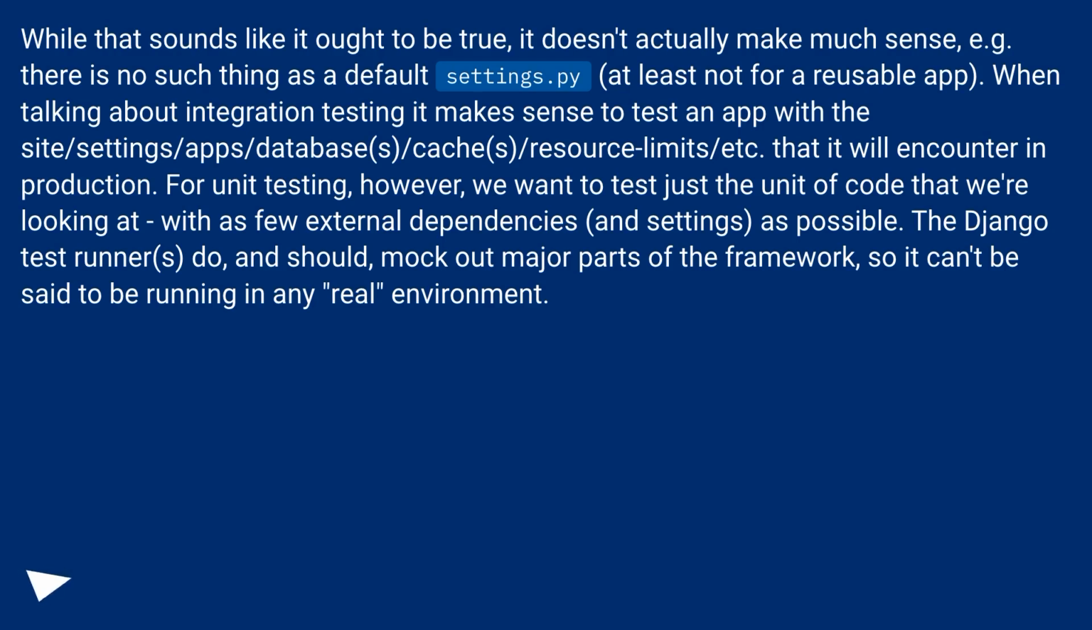For unit testing, however, we want to test just the unit of code that we're looking at, with as few external dependencies and settings as possible. The Django test runners do, and should, mock out major parts of the framework, so it can't be said to be running in any real environment.